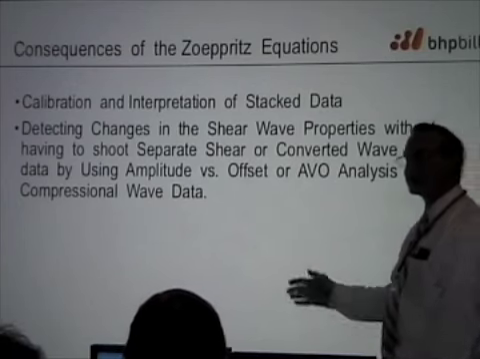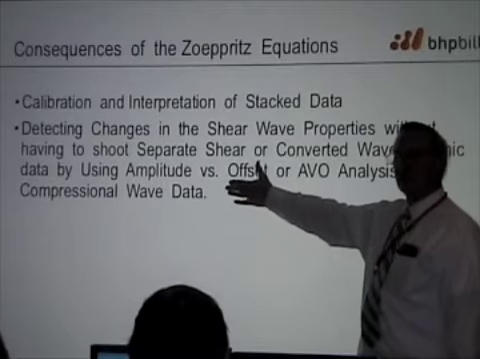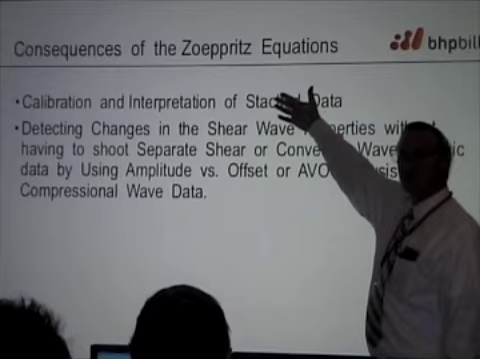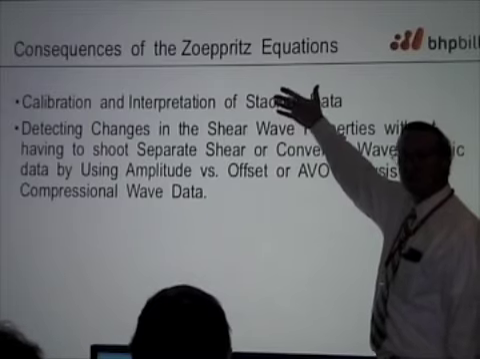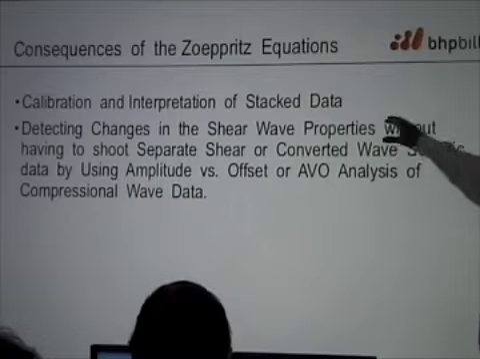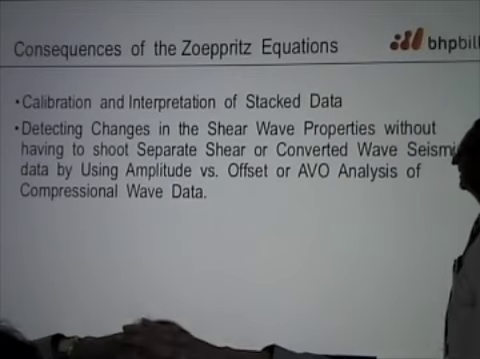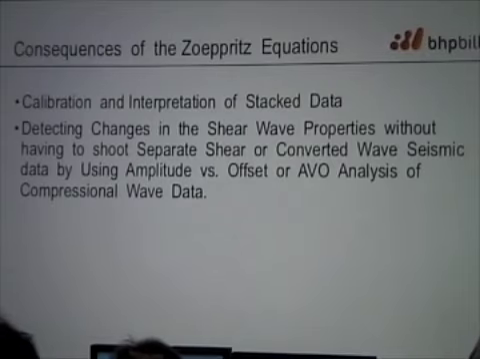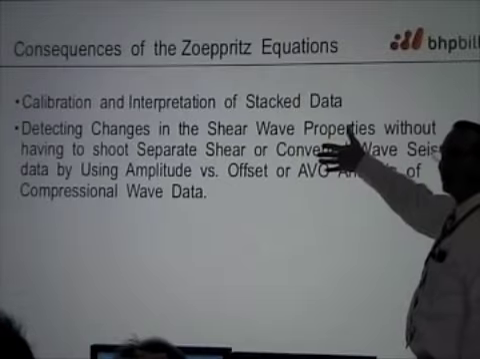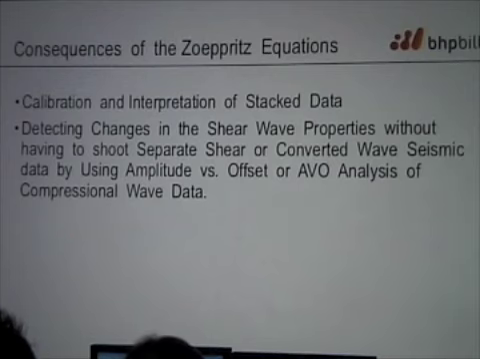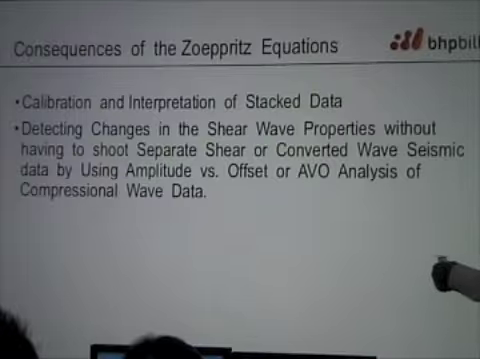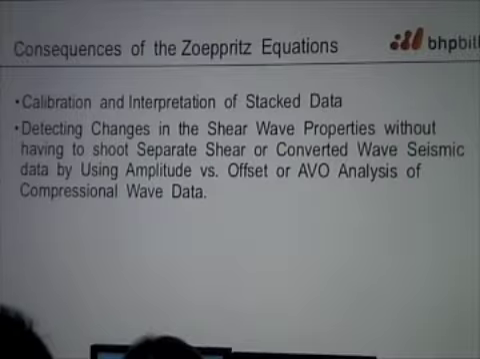Well, if I do that with a stacked trace, I could be messed up because the stacked trace might not correspond to the normal incidence reflection coefficient in a case like we just saw. So that's one possibility we have to worry about a little bit. Another is detecting changes in the shear wave properties without having to shoot separate shear or converted wave seismic data, by using amplitude versus offset, or AVO, analysis of compression wave data. Well, you already know that's what we do now. For about 10 years, there was a great deal of activity in the industry in shooting shear wave data, both converted wave shear data, horizontally polarized shear data, etc. And some is still shot, but very little.